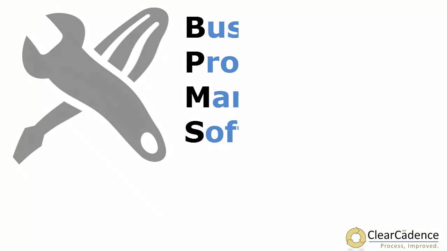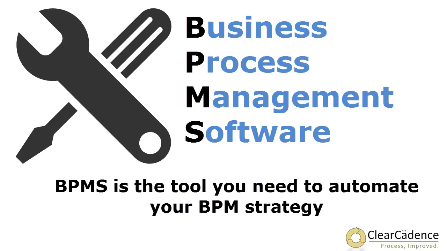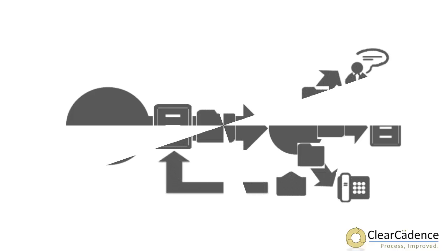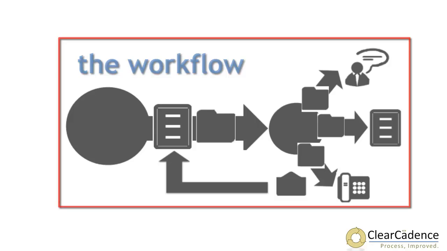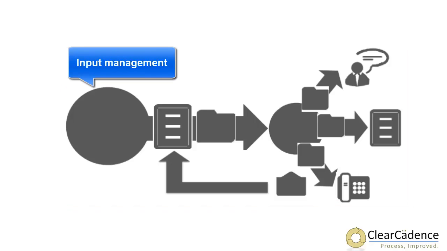BPM should not be confused with BPMS, Business Process Management Software. BPMS is the tool you need to automate your BPM strategy. Let's take a look at the basics of what a BPMS solution can provide. The Automated Business Process Management Solution is a workflow that allows work to be moved from point to point within a structured process flow. Content is introduced into workflow through input management.